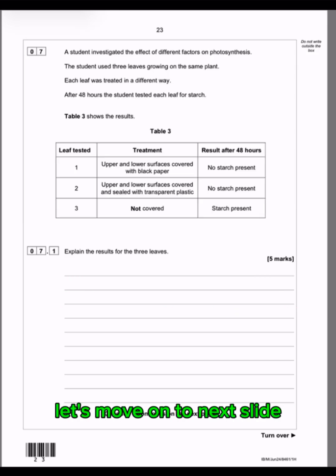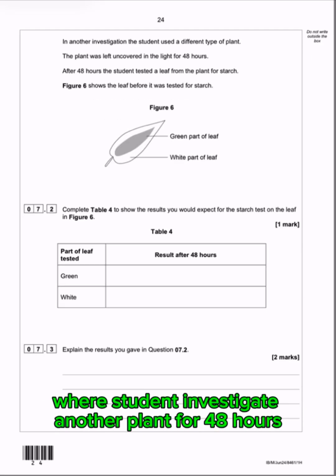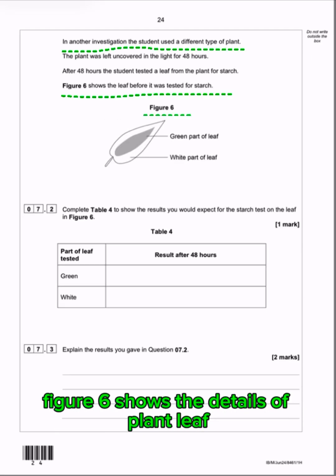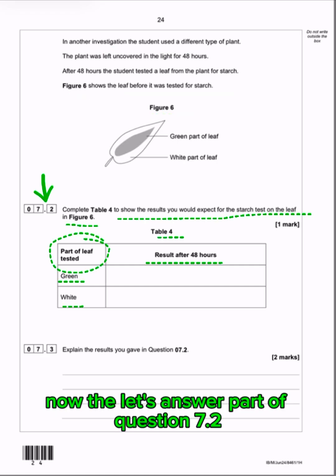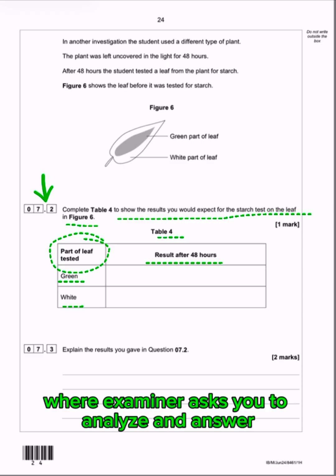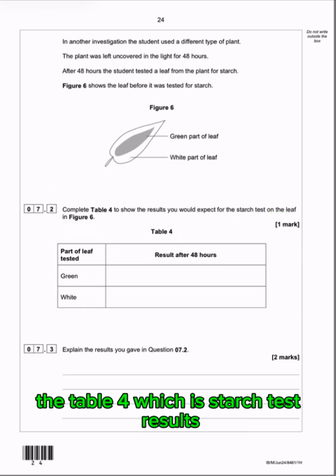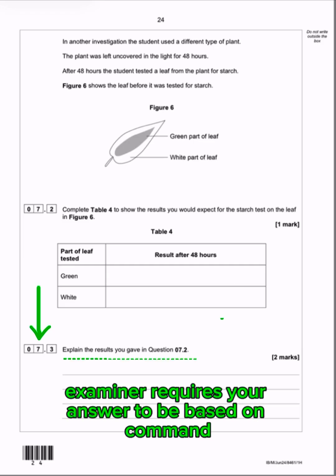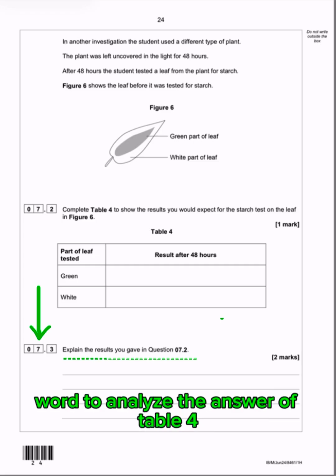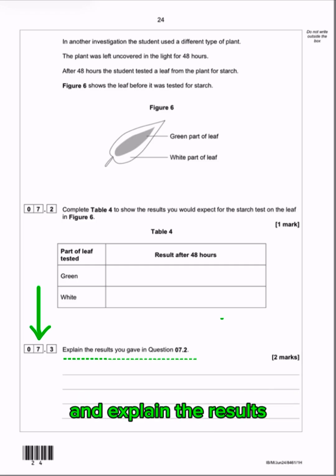Let's move on to the next slide, where a student investigates another plant for 48 hours. Figure 6 shows the details of the plant leaf. Now let's answer part of question 7.2, where the examiner asks you to analyze and answer table 4, which is the starch test. Results: green part turns blue-black. White part stays orange-brown. Now, for the next question, the examiner requires your answer to be based on the command word to analyze the answer of table 4 and explain the results.